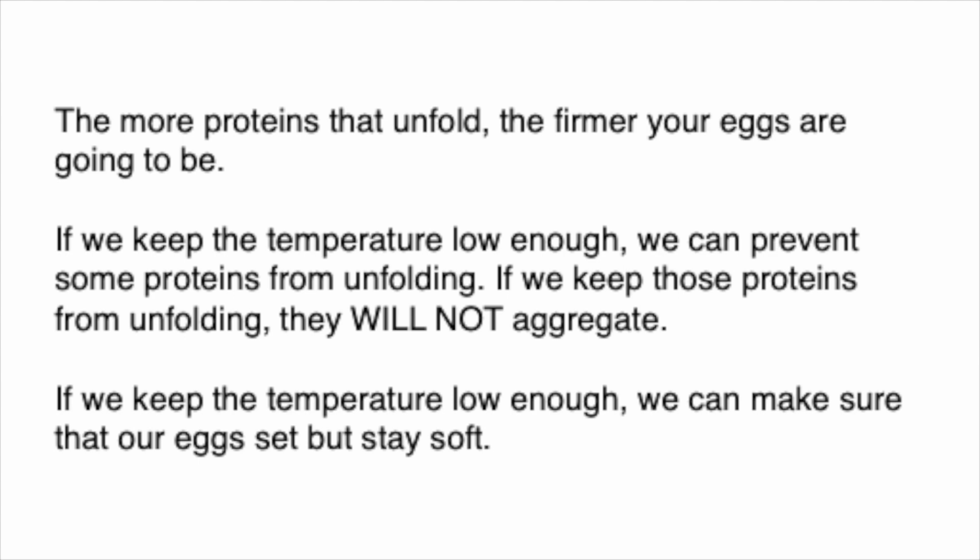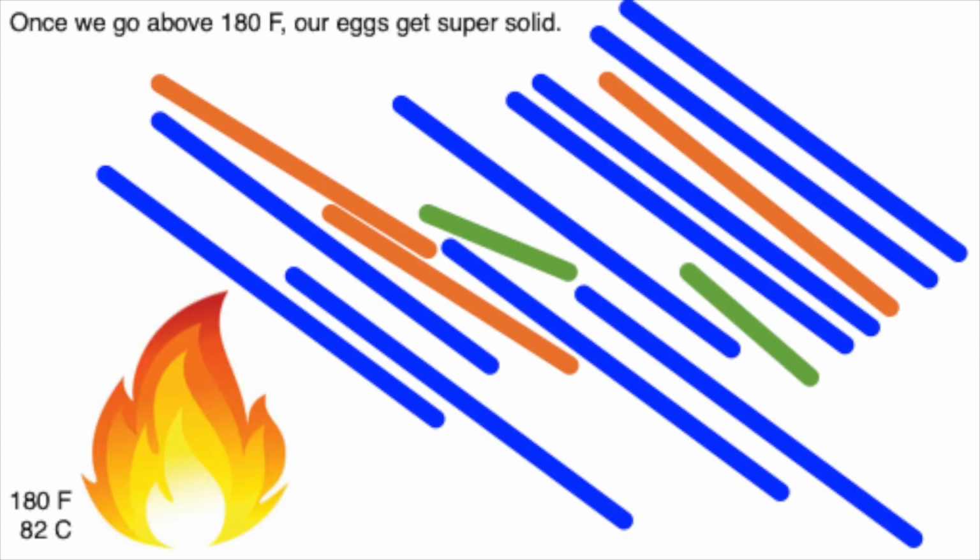If we keep the temperature low enough, we can prevent some proteins from unfolding. If we keep those proteins from unfolding, they will not aggregate. If we keep the temperature low enough, we can make sure that our eggs set but stay soft. If we increase that temperature too much, though, all of our proteins unfold and they all aggregate. And once they all aggregate, then we get a really firm egg.